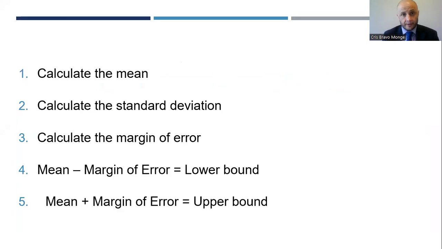then the margin of error. The margin of error is the new Excel function that we're going to take a look at. Once we identify the margin of error, we can use it to identify the lower bound confidence interval and the upper bound. The lower bound is made of the mean minus that margin of error, and the upper bound is made up of the mean plus the margin of error.